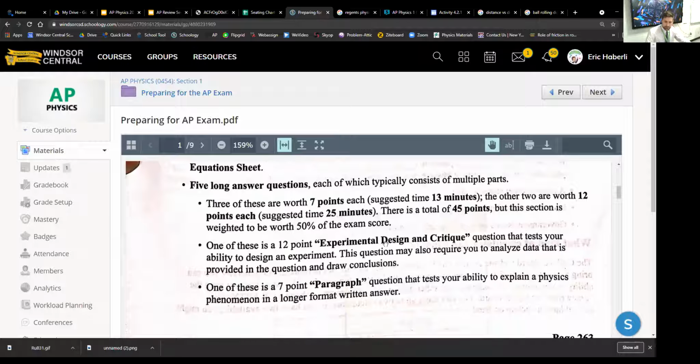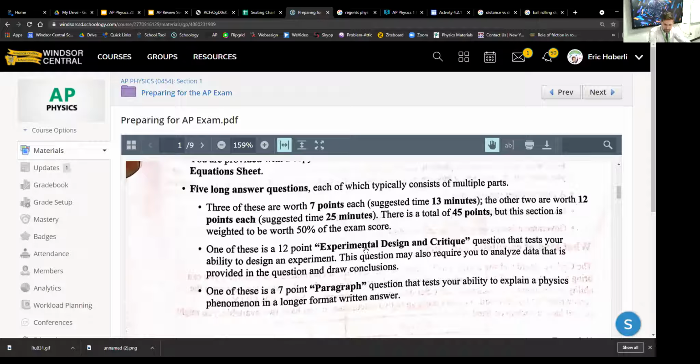Okay. Now, one of the 12-point questions, one of the longer ones, is going to be an experimental design and critique question. Those are the questions we would go over where you had to design an experimental procedure, making sure to provide enough detail that other students would be able to repeat the exact experiment with the same exact procedure as you. When it says critique, that's normally talking about the questions where they'll say, okay, a student did this for their experiment. What did they do wrong? Or what could they have done better?